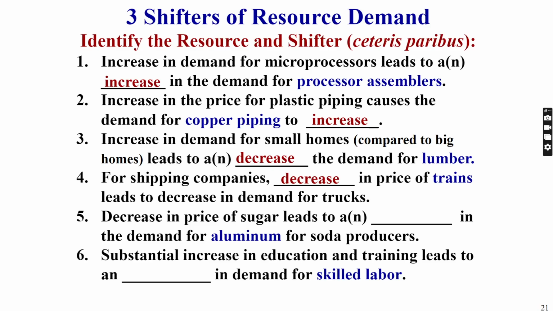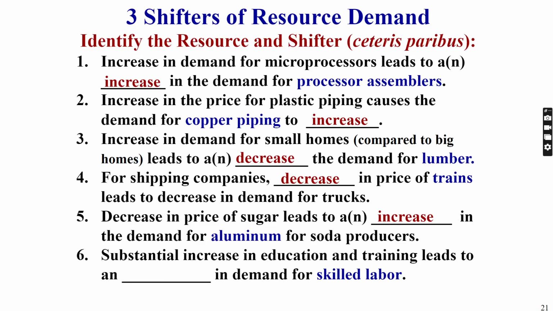Number 5, a decrease in the price of sugar leads to an increase in the demand for aluminum for soda producers. If sugar, an input, is cheaper, then another resource, aluminum, that is used by soda producers would increase in demand.